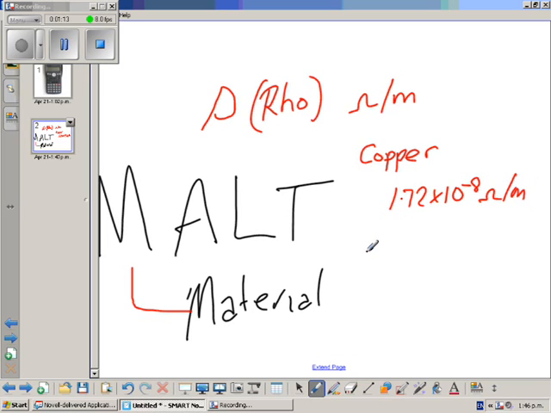And the other one we'll look at is aluminium. Aluminium has a resistance of 2.83 by 10 to the negative 8 ohms per meter. So that's their rho factor.